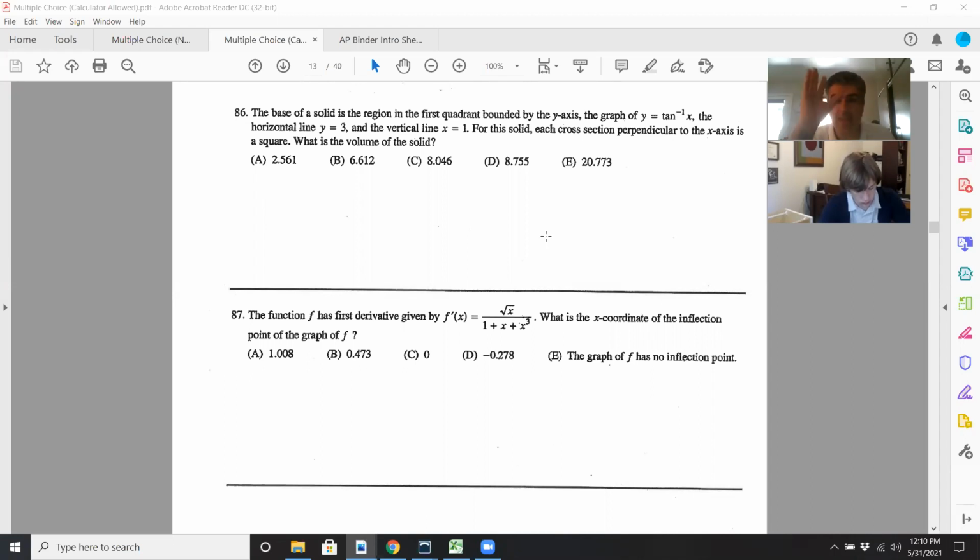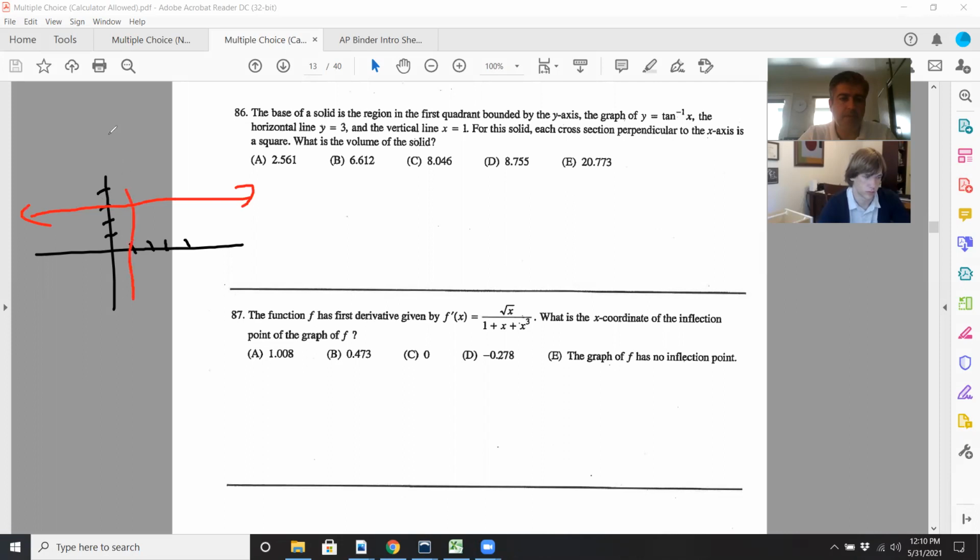Okay, so again, they're feeding you a crazy amount of information. What I would do is draw your coordinate plane. Okay, easy enough. Then I would draw y equals 3. Actually, let me do that. Okay, y equals 3. Here you go. x equals 1. Here you go.